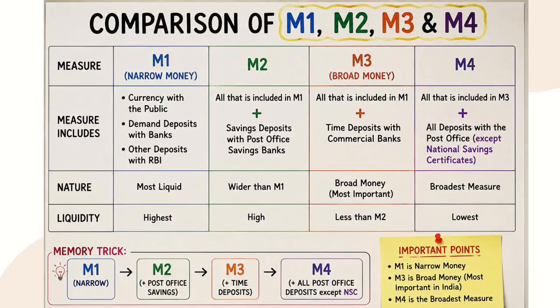Now I'll give you a quick revision trick. Imagine you are climbing stairs. With every step you carry one more bag. The higher you go, the more money is included. So the measure becomes broader as you move from M1 to M4. Remember these three facts: M1 narrow money, M3 broad money, and M4 broadest money. So if you remember only these keywords along with basic formulas, you will be able to answer most board questions confidently.